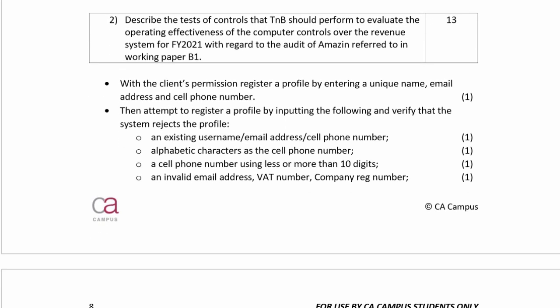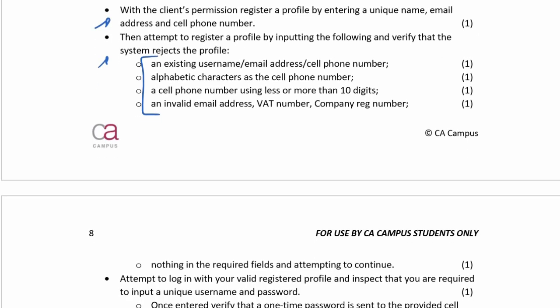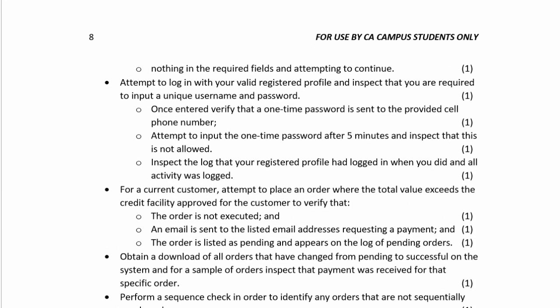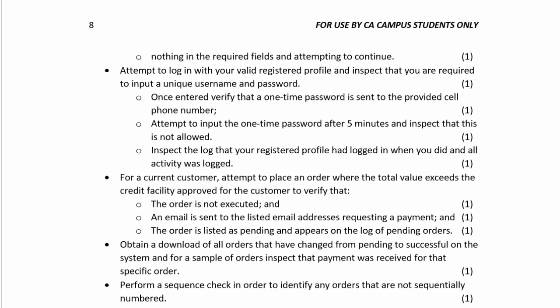In terms of the test of controls, so go and create a profile and then attempt to create a profile by putting in all invalid data. Existing username, email address, phone number. You shouldn't, because you can't have duplicates. Alphabetic characters where there's a number. Shouldn't, because that's alphanumerical. Size changes, invalid data. And then not everything, and you shouldn't be allowed.